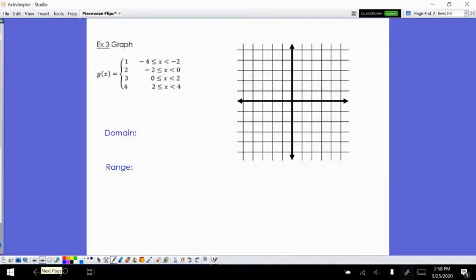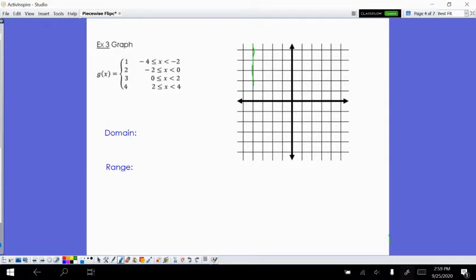So here's another graph that looks more complicated, but it should be relatively easy to graph if we understand what each of these lines is. We have a lot of transition values, -4, -2, 0, 2, and 4. So at each one of those, we are going to draw a vertical line at each transition.